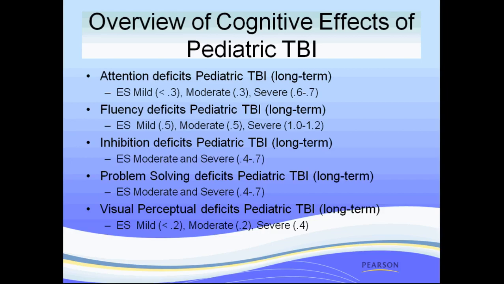And you'll see fluency has rather big effects. For inhibition, you'll see pretty similar results between moderate and severe. They're not as large as in other cognitive domains, much like attention. Problem solving is reduced about the same, and visual perceptual skills are not as severely affected as some other areas.